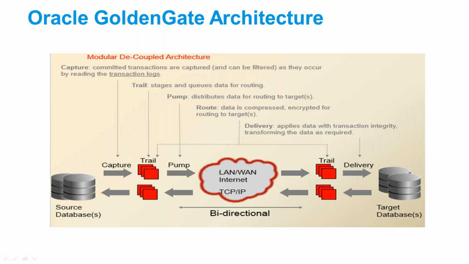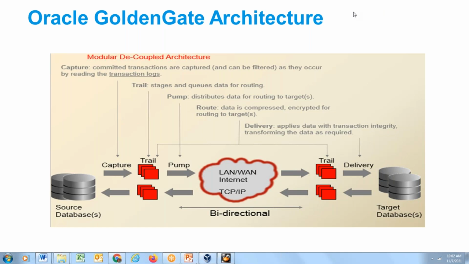So there are three processes involved over here: capture, pump, and delivery. The capture process does the capturing of data. The capture process is also called the extract process. In GoldenGate, you must have heard the term extract. So capture and extract are used interchangeably. Pump is the data messenger, which sends the data over the TCP/IP network, and delivery is also called a replicat. So replicat and delivery are used interchangeably. These are the three processes involved in Oracle GoldenGate classic architecture.